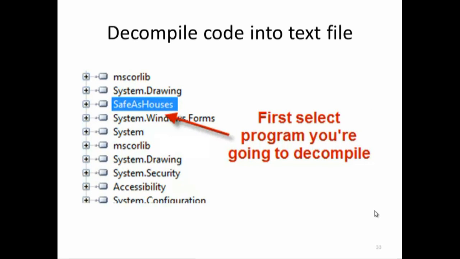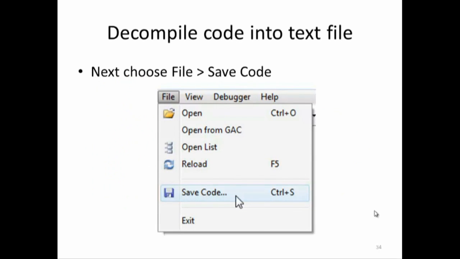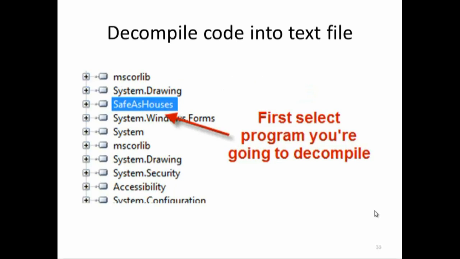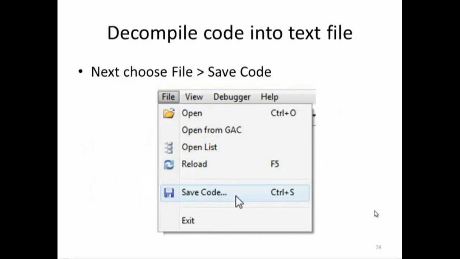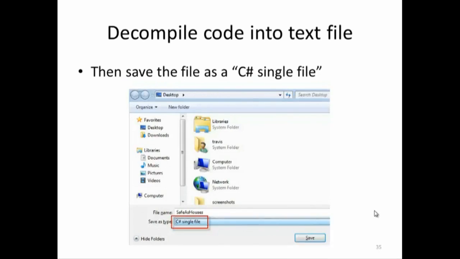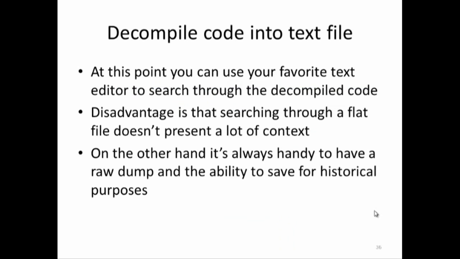So to decompile code into a text file, simply select the executable inside your decompiler. And in this case, I'm talking about Reflector. I've done this in Reflector, and I'll do most of my exercises in Reflector. So you right-click on that executable, and you say, hey, I just want to save code. Then you'll save it as a C# single file. This is the approach that I like the best. I want to get all the code in one single text file. And so you do it that way. So now you've got one single text file, and you can use your favorite text editor to search through the decompiled code.